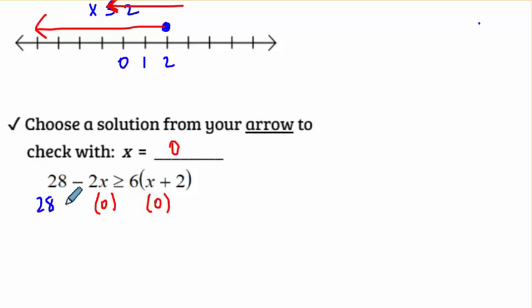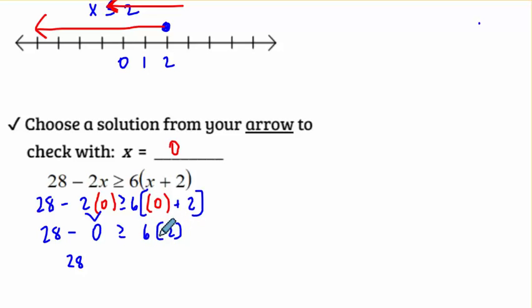Everything else is going to come down, so I'm going to change colors there. And instead of these being parentheses, I've already got parentheses, I'm going to make them into brackets. And now I do the work. Okay, order of operations on the left side, I don't subtract first, I multiply. 2 times 0 is 0. And so now when I have 28 minus 0, I wind up with 28. Over here, order of operations says I do whatever is inside the brackets first. 0 plus 2 is 2.